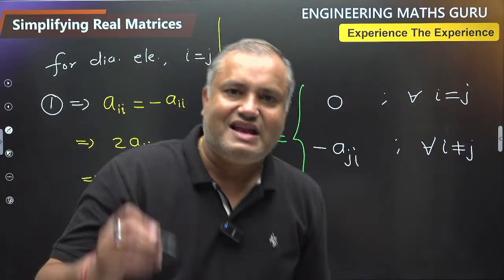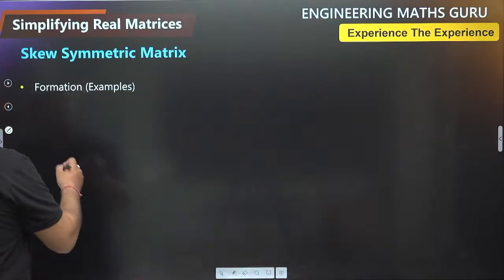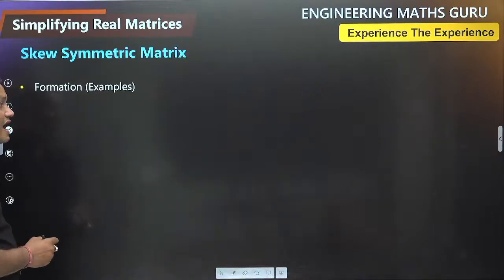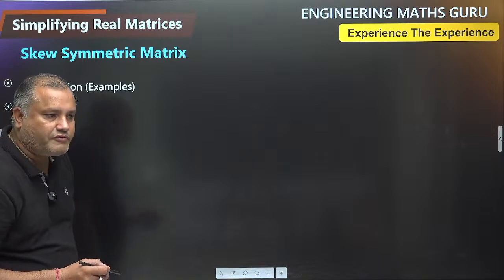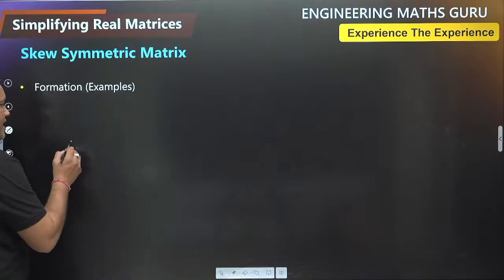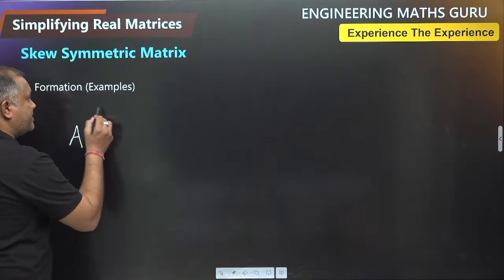Alright, let's proceed. I want to write a few examples of skew symmetric matrix. So matrix A, let us say it is a skew symmetric matrix.